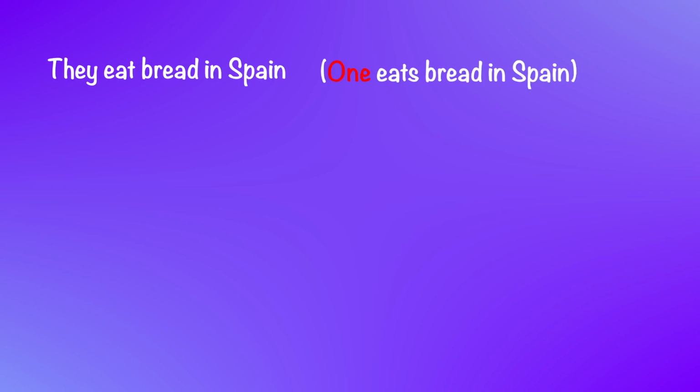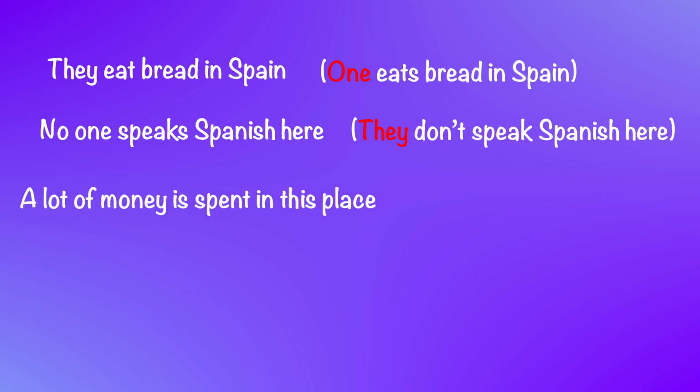In this video we're only gonna go over the impersonal se, because I wanna make it as short as possible and I don't wanna overwhelm anyone with too much information. Impersonal se is probably the easiest type of se you will ever encounter in your Spanish journey. You know how in English we can say, they eat bread in Spain, or one eats bread in Spain. No one speaks Spanish here, or they don't speak Spanish here. A lot of money is spent in this place, or one spends a lot of money. We use structures like this to generalize things and experiences in different aspects of our life without referring to a specific person. That's very important. That's why it's called impersonal, right? No person is specific, but it just happens in general.